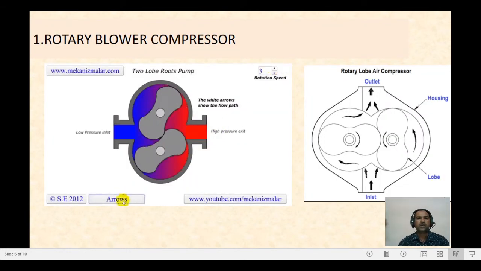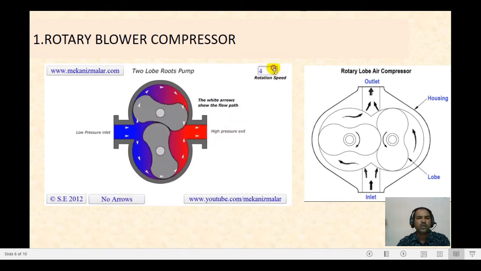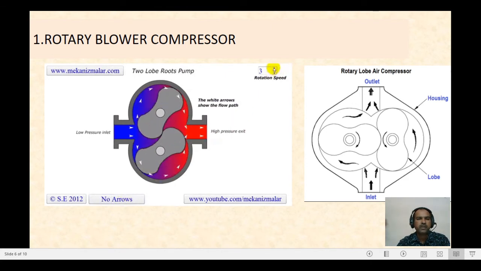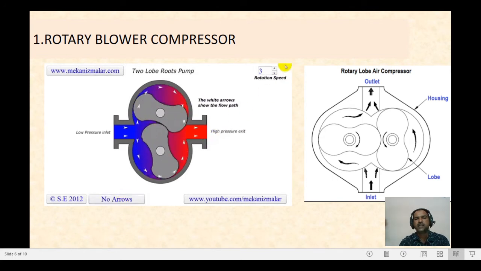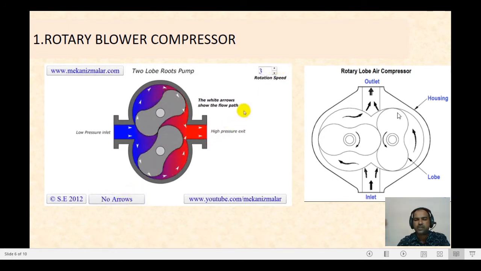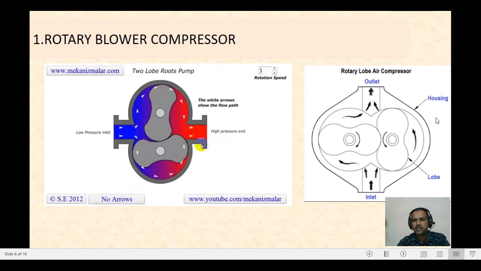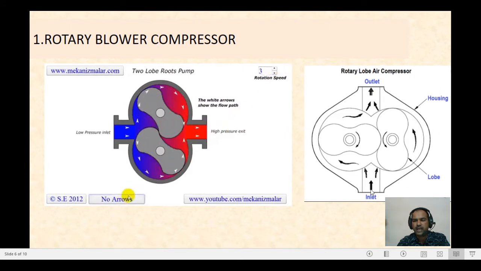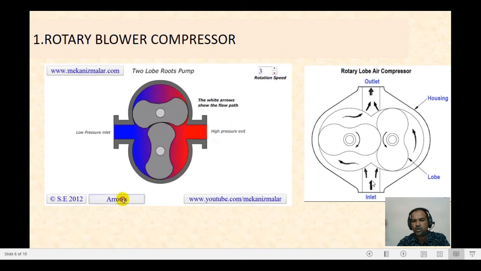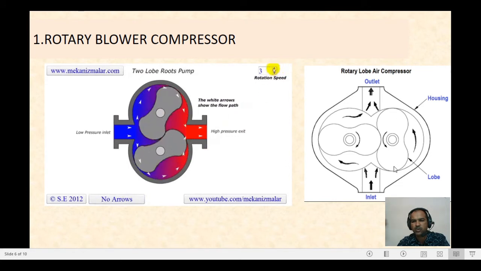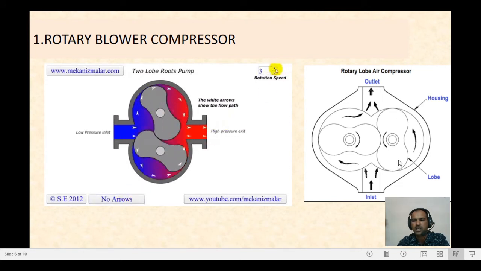You can see this is a rotary blower, also called a lobe type rotary blower or lobe type compressor. You can see the construction here. The outer part is called the housing, and the air is drawn in from the inlet port. These are the lobes. Here I have taken the example of two lobes. This is one lobe and this is the second lobe, and together they are called a lobe pair.